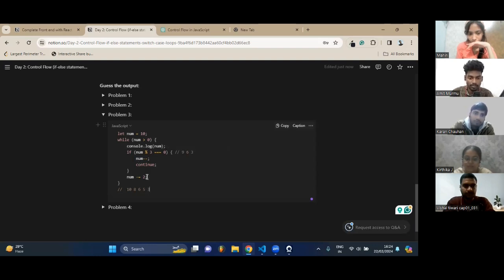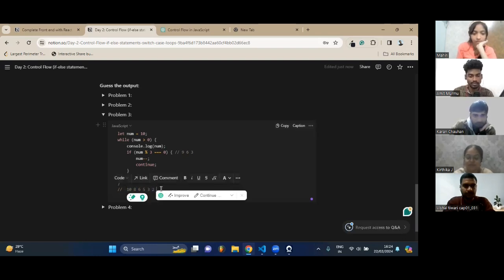We are not reaching this. In the next iteration we are logging that 2 again. So we have 2 on the terminal, and again we are checking if that 2 is divisible by 3 or not. It is not divisible. We are coming again, skipping this whole if block. We are decrementing 2 from that 2. So for the next iteration we have num equal to 0. Now since it is 0, we need to check, it will be caught here, and we will not go on to the while loop. Now the while loop is completed, and we have these numbers in our terminal. Hope it is understandable.